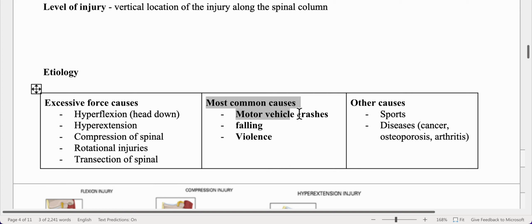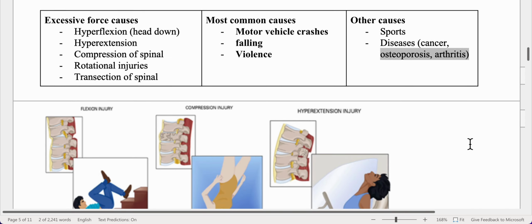Transection of the spinal cord. Most common causes: motor vehicle crashes, falling, violence. Other causes: sports, diseases, cancer, osteoporosis, arthritis.